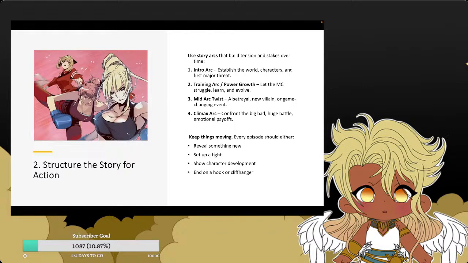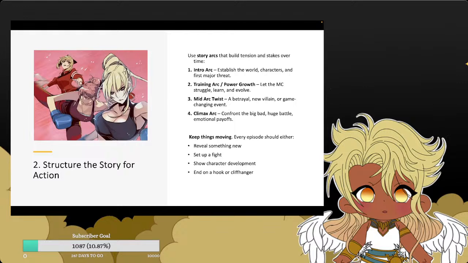Then you want to show character development. A really good example, I feel like textbook zero to hero storytelling, is My Hero Academia. In the first few chapters, it really establishes who Deku is, who he's going to be, who he's trying to be. It establishes a bunch of his obstacles. It establishes a bunch of the villains, the rivals, all of that stuff is established in those first few episodes.